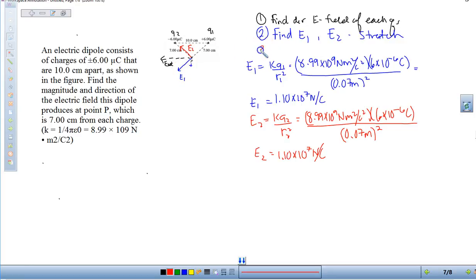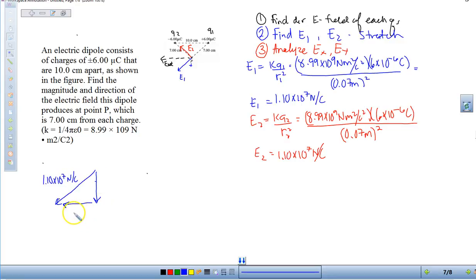Now we have to analyze each of them in terms of their x and y components. That's when I usually take them out of the problem. Let's start with E1. I'll put this one over here. E1 looks like this, replicating the direction of it. To make this arrow, I have to go down and to the left. That tells me this is going to be negative and that's going to be negative. The hypotenuse is what we just calculated.